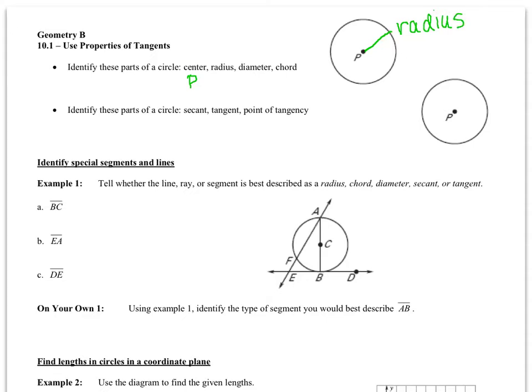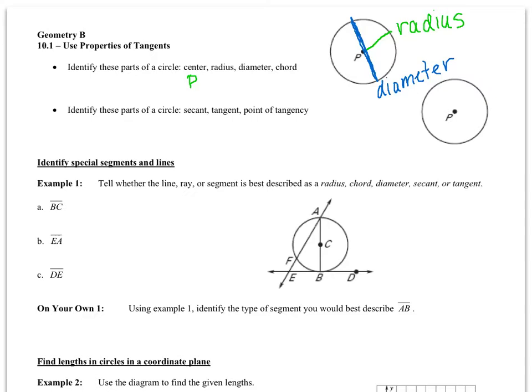A diameter is another word that you should already know, and it goes from one side of the circle straight across the circle and through the middle. Trying to make this go through the middle, and that is called a diameter. And you already knew that one as well.